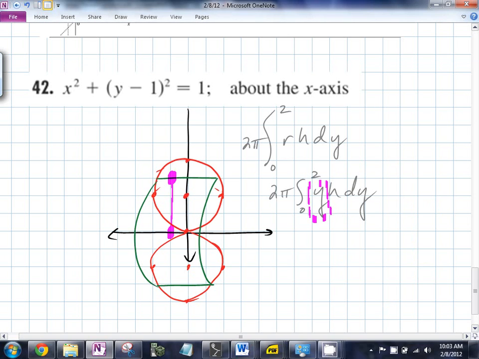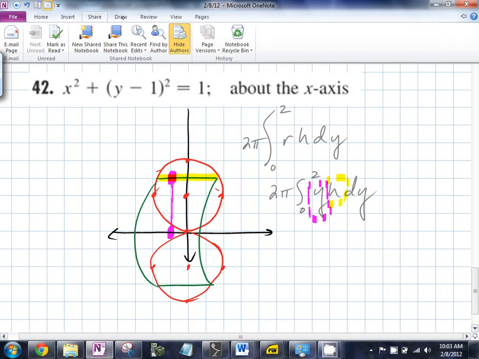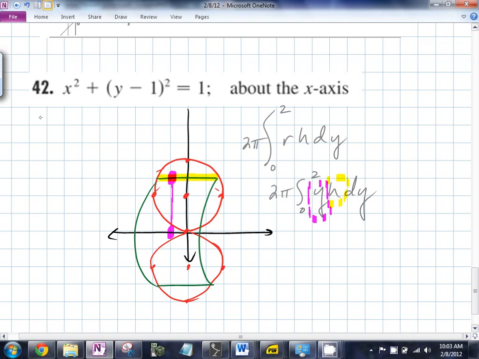Where's h going to be? I'll use a lighter highlighting here. h is this distance right here. That's the distance we need now, but we need it entirely in terms of y. It's a horizontal distance, so that's an x distance. So what do we need to isolate? We need to isolate x. If we isolate x, we end up with x squared is equal to 1 minus (y minus 1) squared. So what does x equal? Square root of 1 minus (y minus 1) squared.